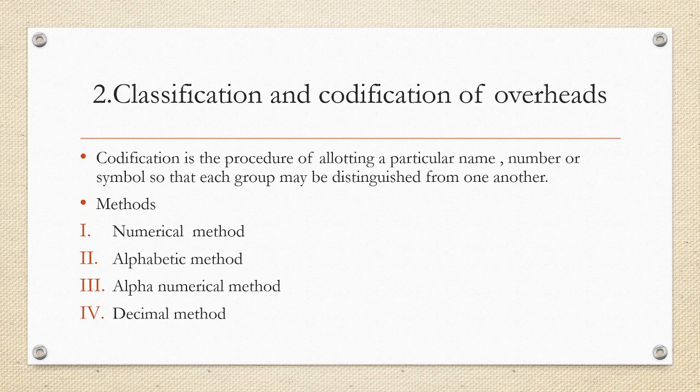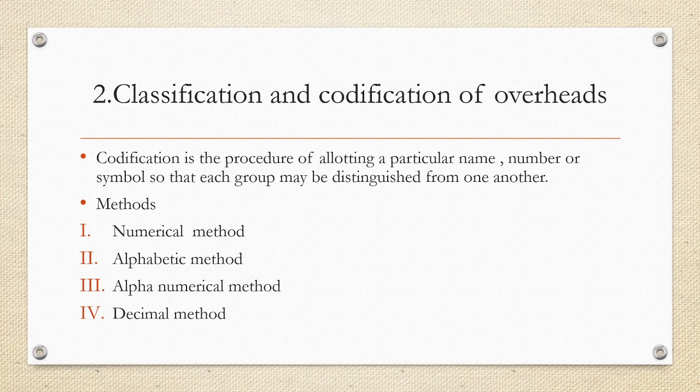For example, if you have repairs, we give it a number 1, lighting is 2, power is 3, depreciation of building is 4. So instead of writing repairs, what we write is 1. Now instead of writing lighting, we write it as 2. So numbers are given. The best example is your register number. The register number for your university, you get a number based on the year when you have joined the course, and then other details relating to the college. It can be used to identify all these aspects.